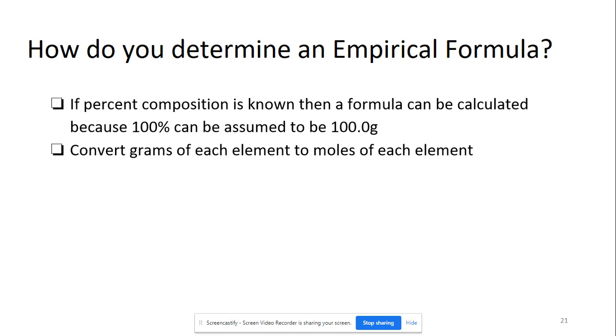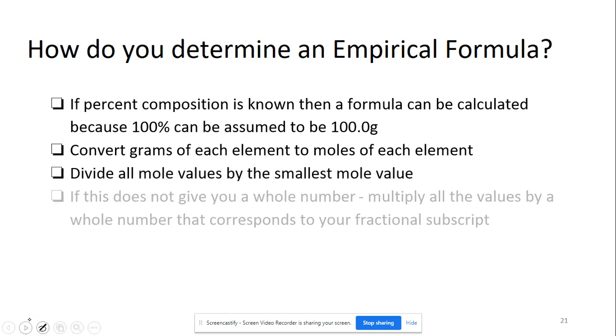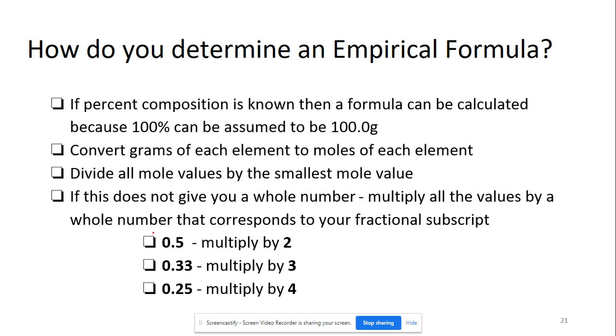What you do is then you take those grams and you convert the grams of each element to moles of each element. After you convert to moles, you divide all the mole values by the smallest mole value, and if it doesn't give you a whole number, then you have to multiply those values by a number that'll make it into a whole number. So if you got a 0.5, you have to multiply it by 2 to get a whole number. If you got a 0.33, you have to multiply that by 3 to get a whole number. And if you got a 0.25, you have to multiply that by 4 to get a whole number. So you multiply all of those values by a whole number that corresponds to your fractional subscript.